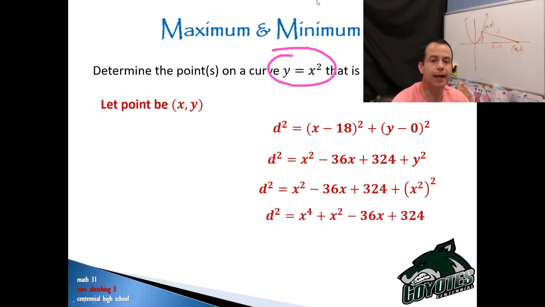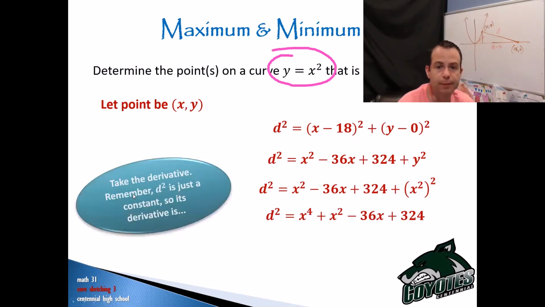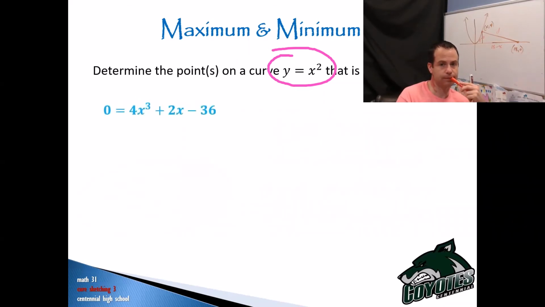Okay, so now I'm going to go ahead and take the derivative of this. But remember, d is just some constant. So the derivative of a constant is, that's where you all yell, 0. So I'm going to go ahead and take the derivative. So that will be 0 equals 4x to the 3 plus 2x minus 36.